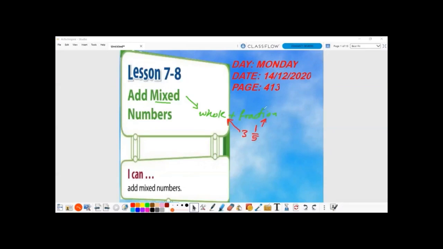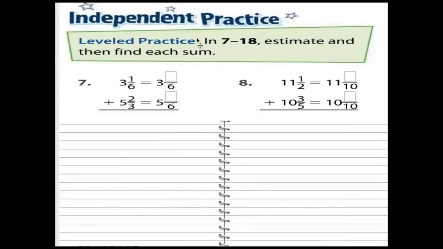And we mentioned in the first part of today's lesson how to add the mixed number. Today, inshallah, we're going to start directly from the independent practice. All of you, let's move to independent practice. Here we go in problem 7. We need to add 3 and 1 over 6 plus 5 and 2 over 3. I'm going to write it in here down.